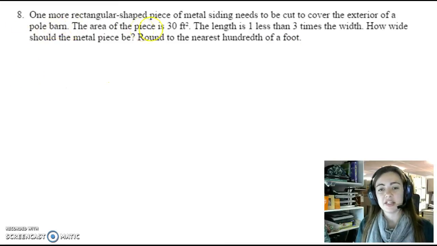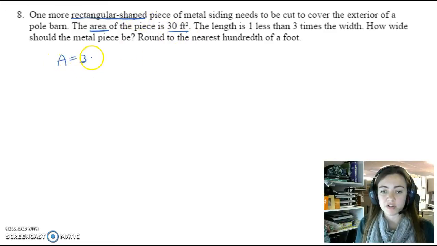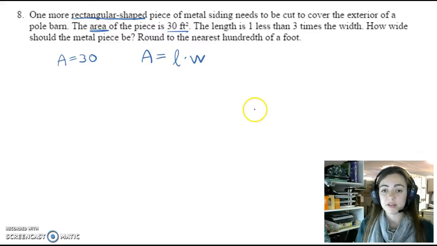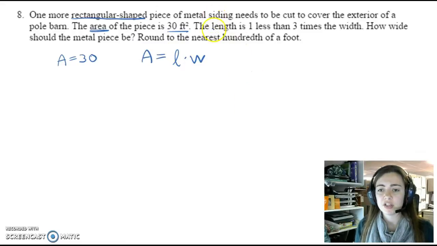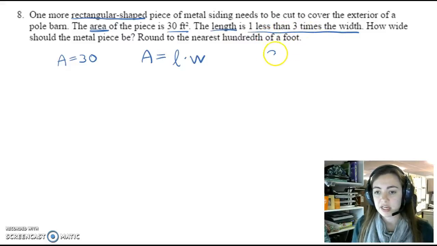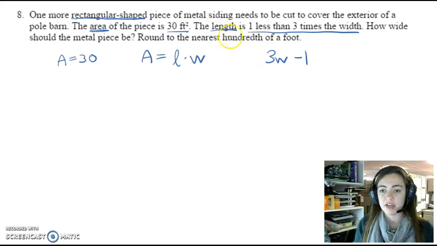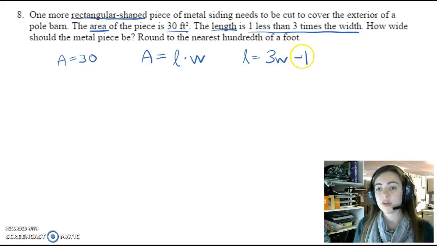Alright, so first of all, I see that the area of a rectangular shaped piece of metal is 30 feet. So I know that the area is equal to 30, and since it's a rectangle, I know the formula in general is area is equal to length times width. Some other information I'm given here is the length is 1 less than 3 times the width. So let's write that algebraically. 3 times the width, and I want 1 less than that, and that's what the length is equal to. So that's my equation there. Length is equal to 3w minus 1.